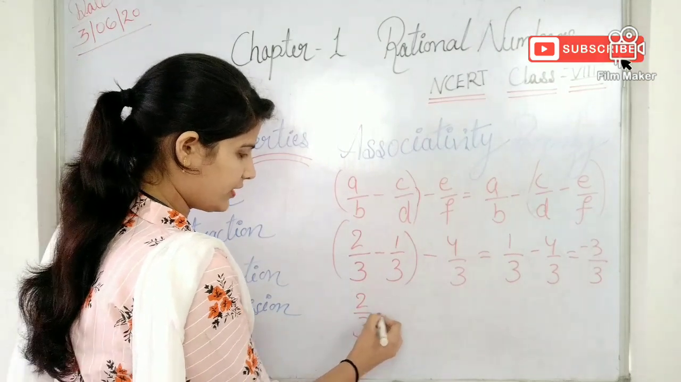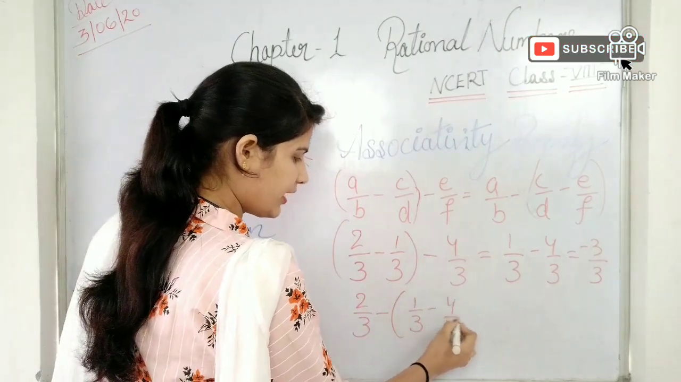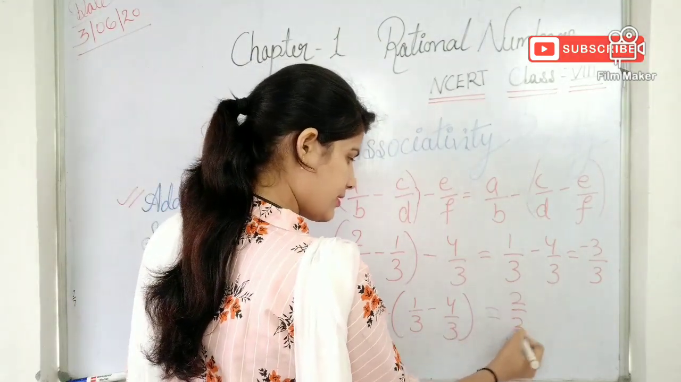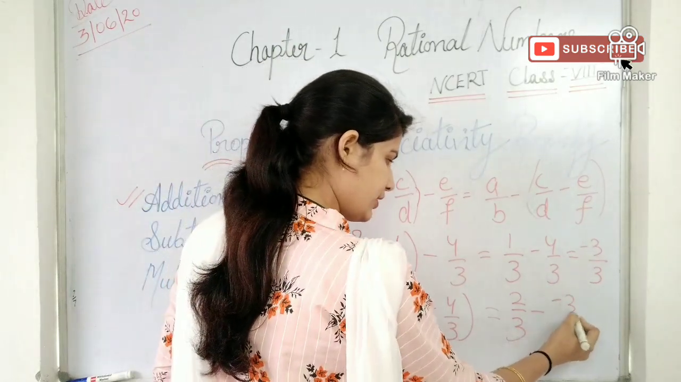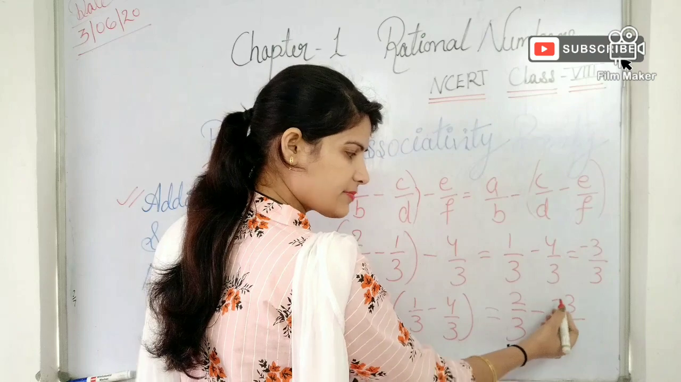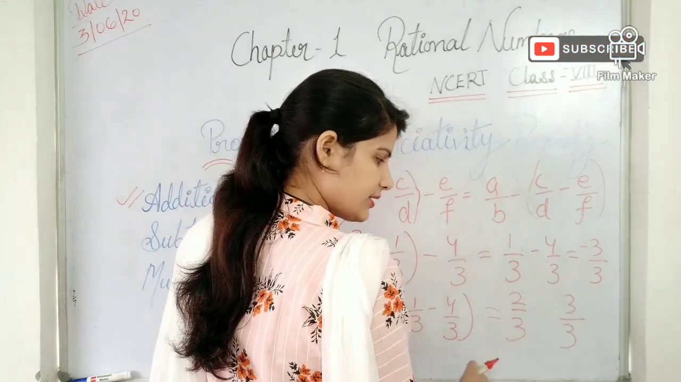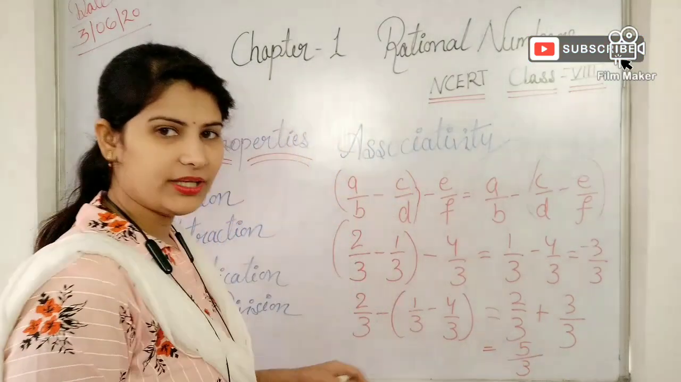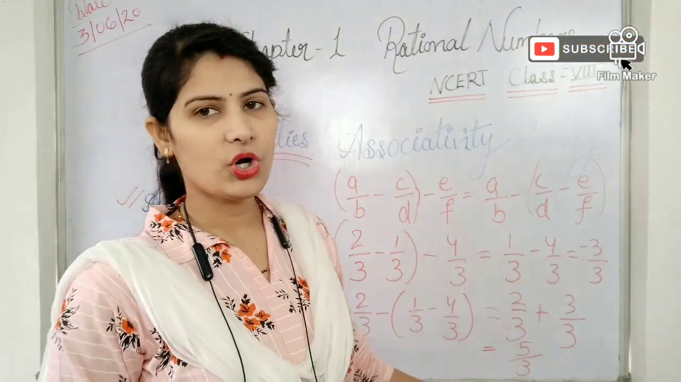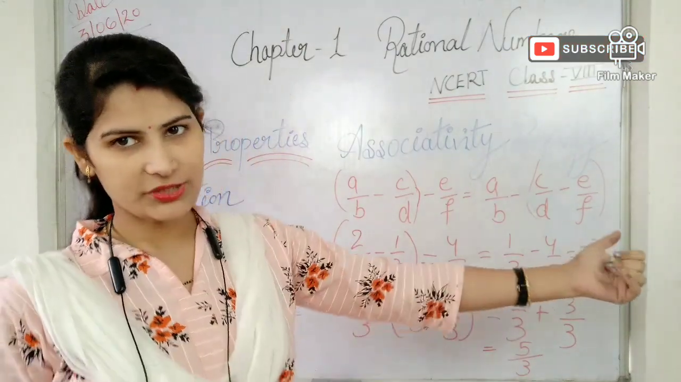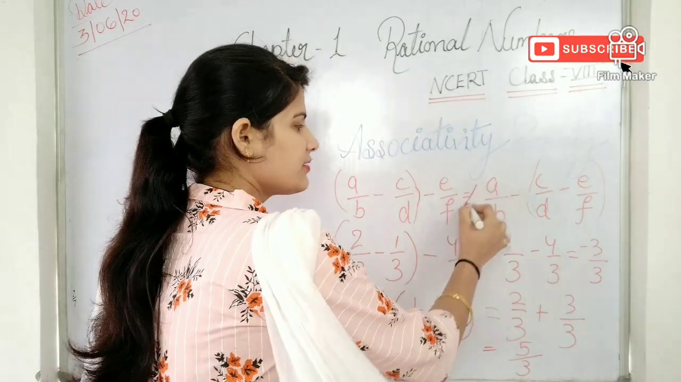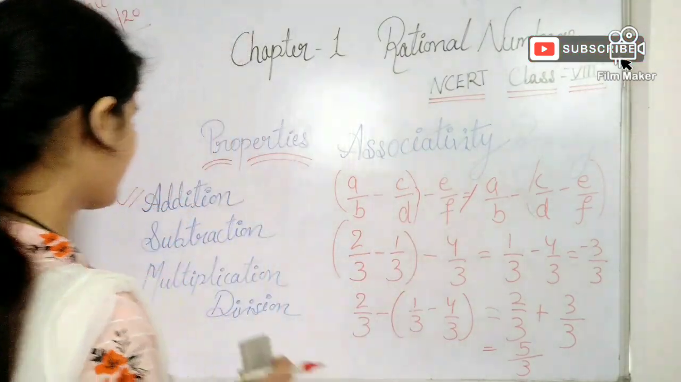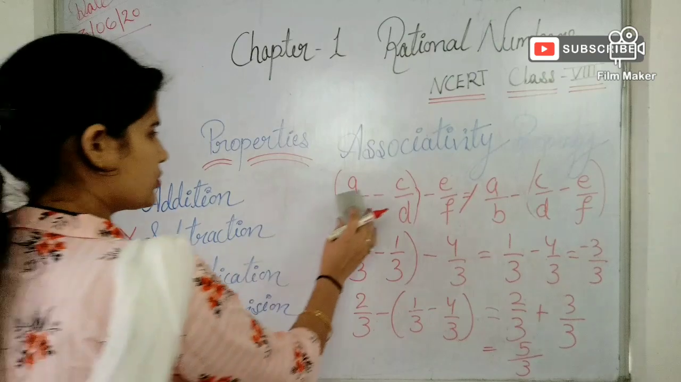Now solve the right hand side. So 2 upon 3. First we'll solve 1 upon 3 and 4 upon 3. So here is minus 3 upon 3. So minus minus plus. So 2 plus 3, 5 upon 3. That means both are not equal. LHS is not equal to RHS. That means subtraction is not associative. Okay. So subtraction is cancelled out.